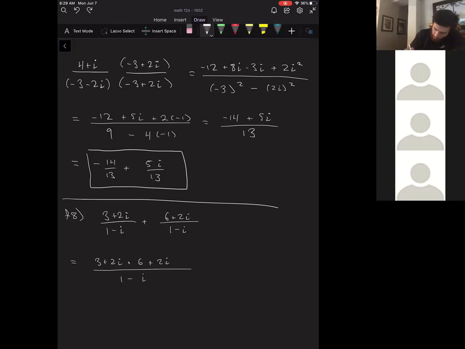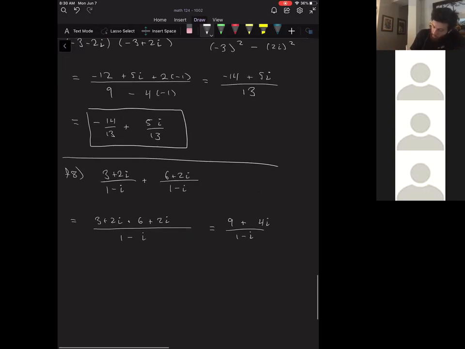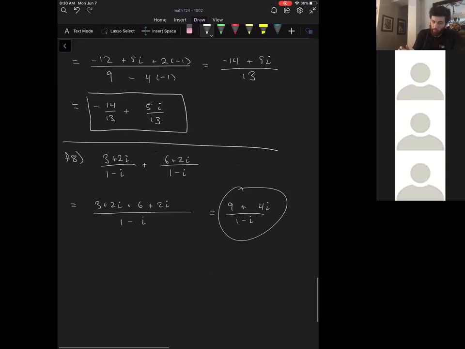Now let's see, what do we have on the top that can combine together? 3 and a 6, that makes a 9. And then a 2i and a 2i, so we have 4i. And the bottom is still 1 minus i. So now we're going to take this piece and simplify it. We want to turn that into a plus bi form. So let's just rewrite that. We have 9 plus 4i over 1 minus i.